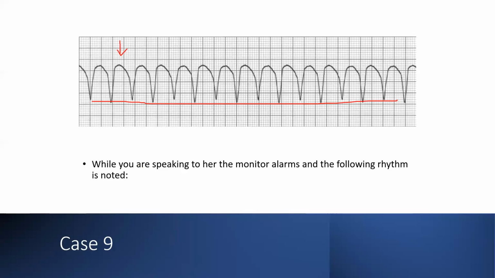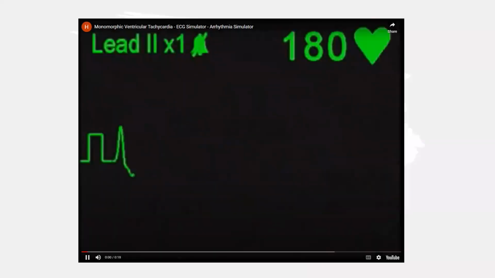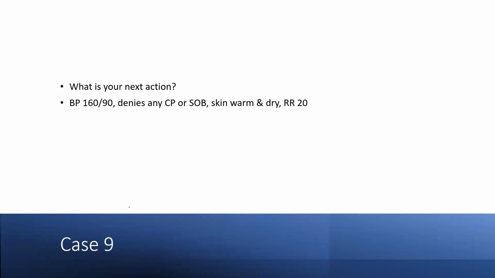So what are the interventions for ventricular tachycardia? Obviously what we're going to have to do is assess the patient, right? And so we assess the patient, and we find that her blood pressure is 160/90. She denies any chest pain or shortness of breath. Her skin is warm and dry, and her respiratory rate is 20. So this patient is demonstrating ventricular tachycardia, but she is asymptomatic.